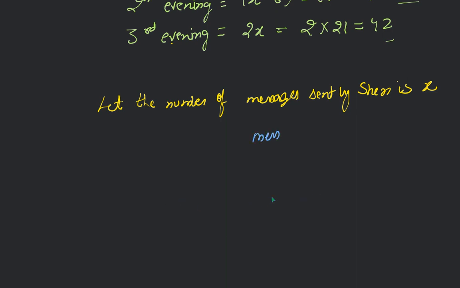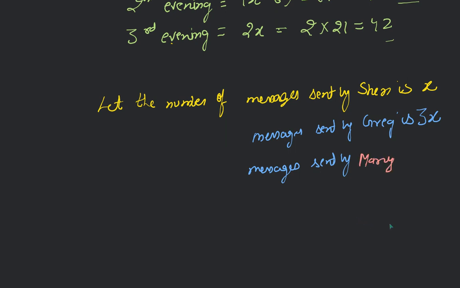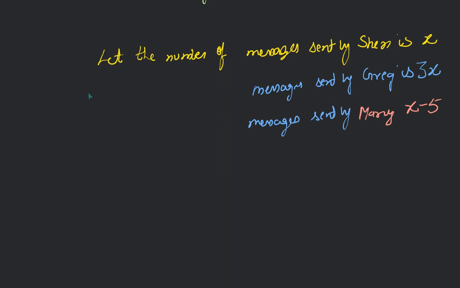So messages sent by Greg will be 3 times the messages sent by Shen, so it is going to be 3x. And Mary has sent 5 fewer messages than Shen. So messages sent by Mary is 5 fewer than the messages sent by Shen, so it is going to be x minus 5, 5 less than what Shen has sent.